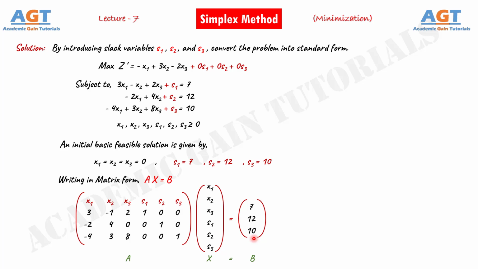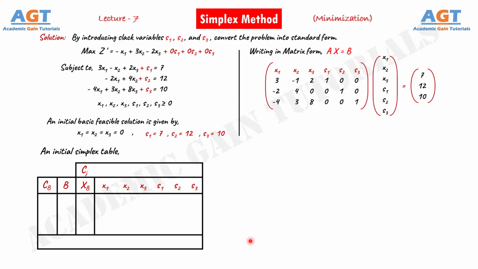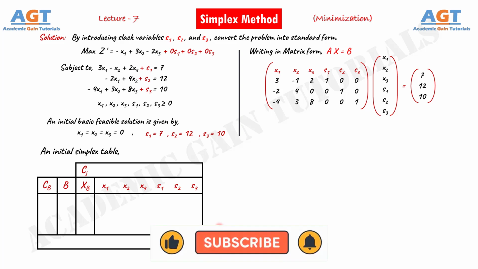So, in this step, we have written the standard LPP into the matrix form. Now, in the next step, we have to construct the initial simplex table. So, here we can see an initial simplex table. You have to make an initial simplex table exactly like this one, and remember to leave some space on the right-hand side of the table. We will use this space later.